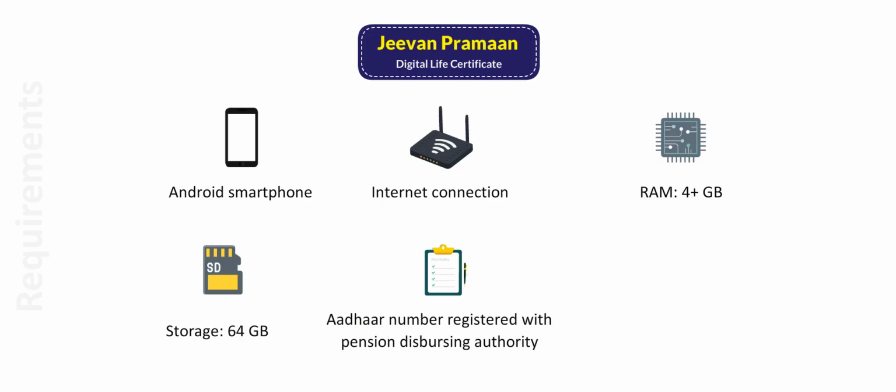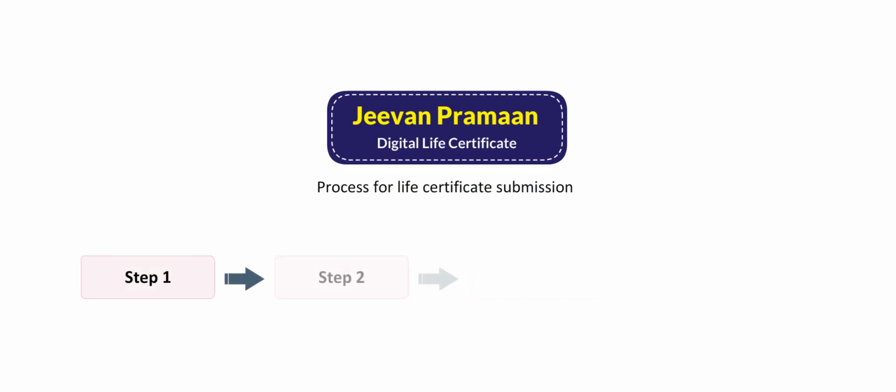You should use the Aadhaar number registered with pension disbursing authority like bank, post office or others. The device should have a camera resolution of 5 megapixel or more. The process for live certificate submission involves 4 steps. Let's go through each step in detail.